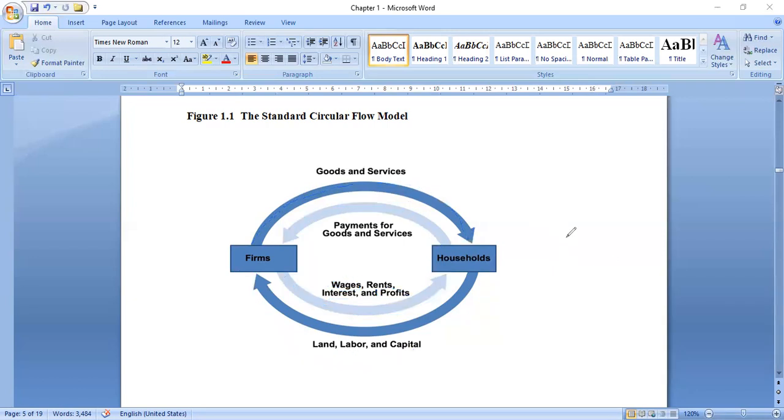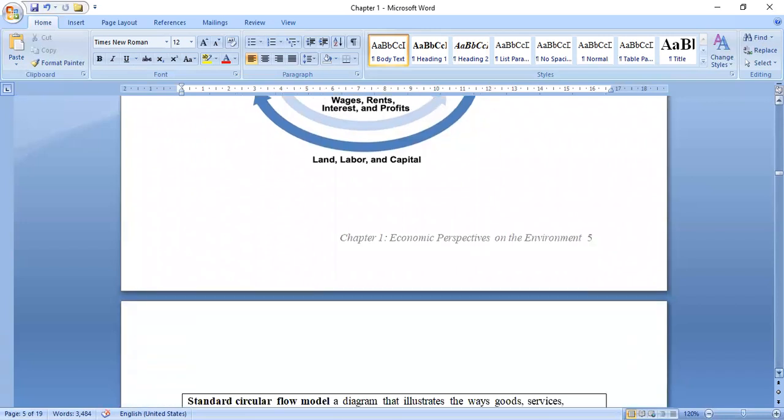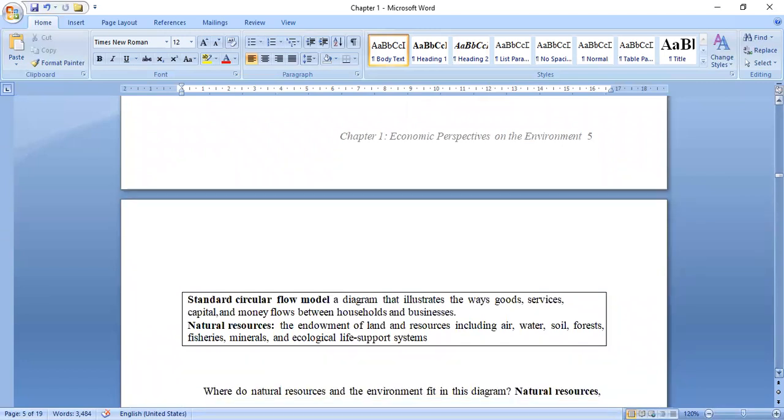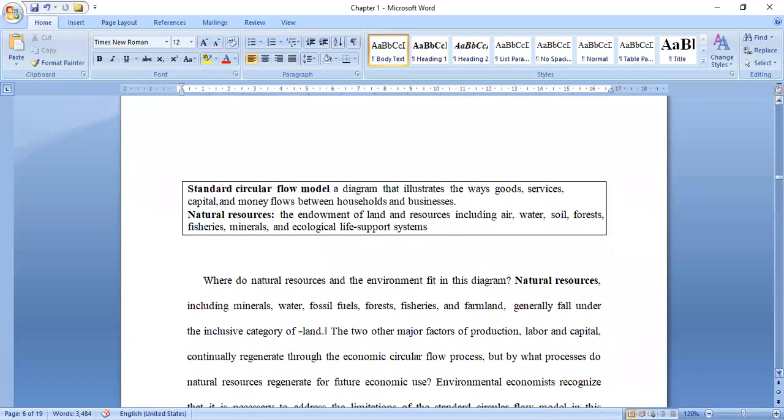It can go on to be for a four-sector model, whereby we have four sectors of the economy. We have the business firms, we have the households, we have the government sector, and the foreign sector, which is also known as the rest of the world. That is a simple circular flow diagram that is basically showing two sectors of the economy, the business firms and the households.